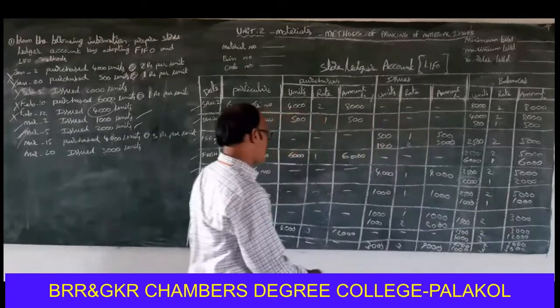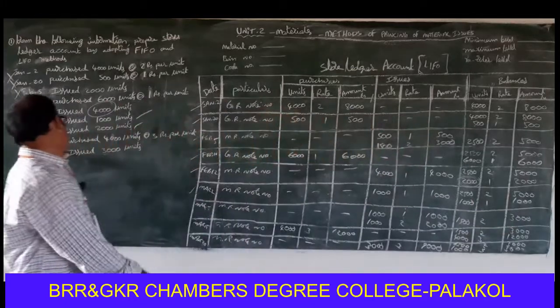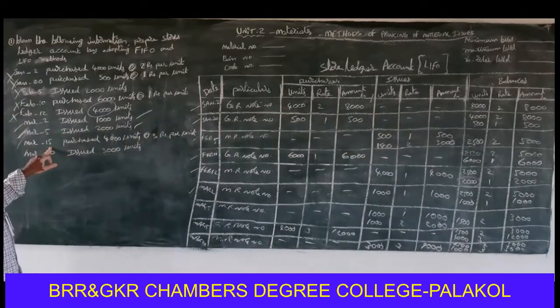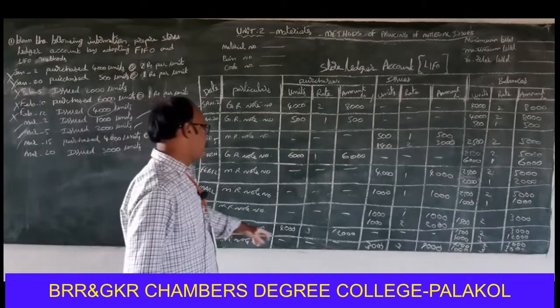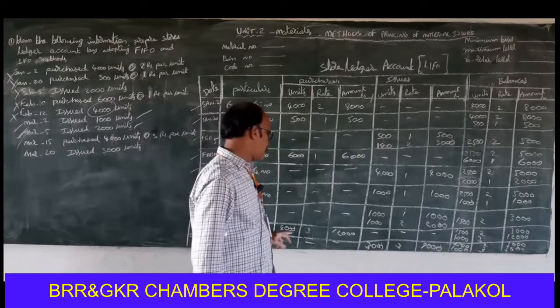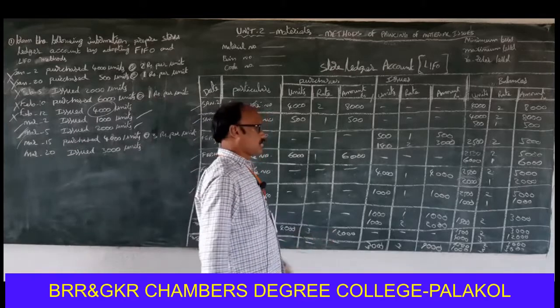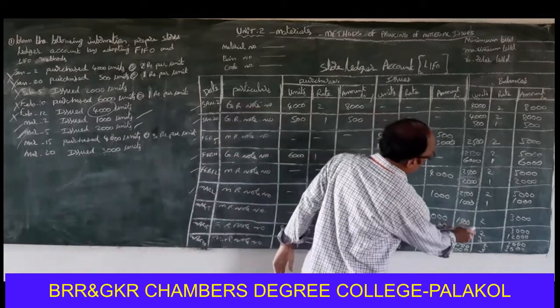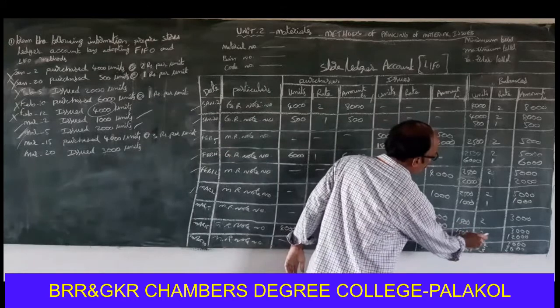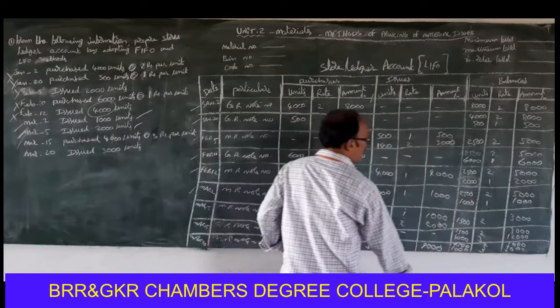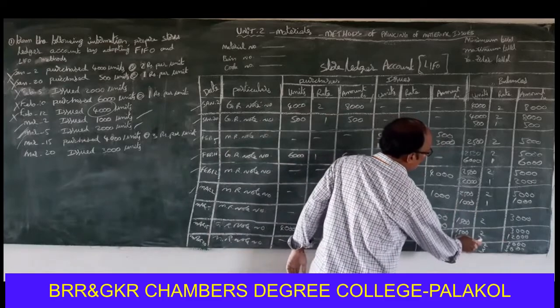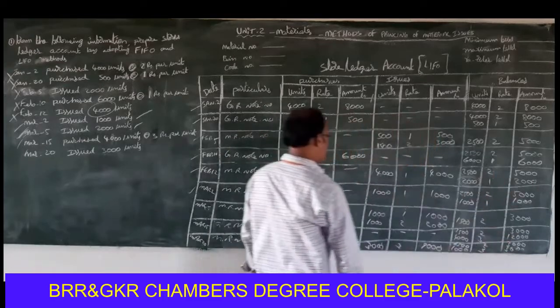Next, purchased on March 15th: 4,000 units at the rate of 3 rupees per unit. So the goods received note number shows 4,000 units at the rate of 3 per unit, 12,000. And 1,500 at the rate of 2 per unit, 3,000, is the old stock. The newly received is 4,000 units at the rate of 3 per unit, 12,000.